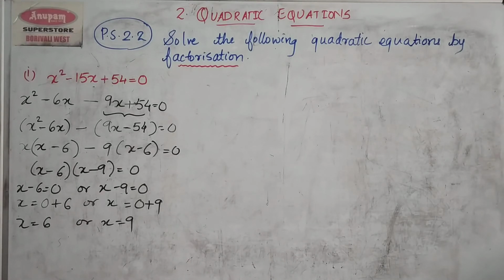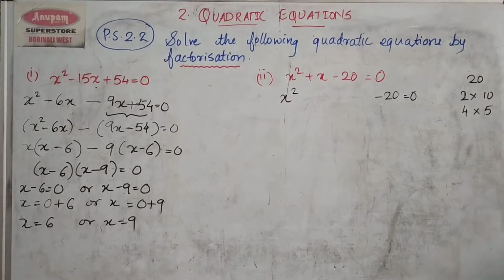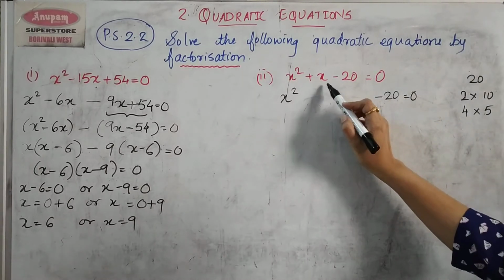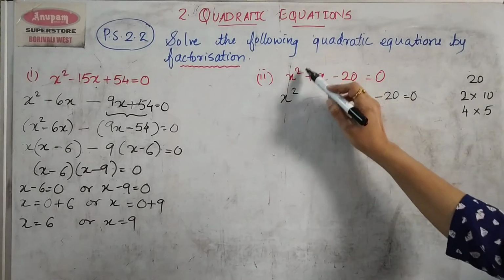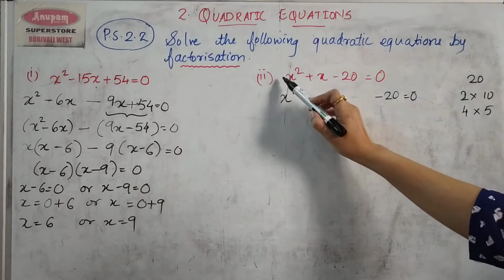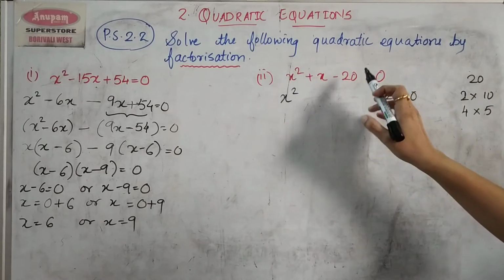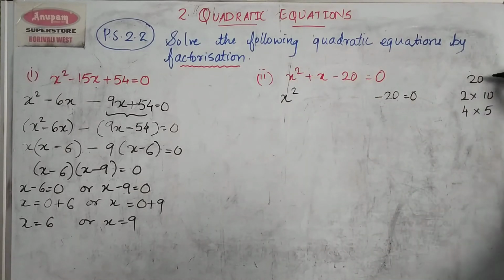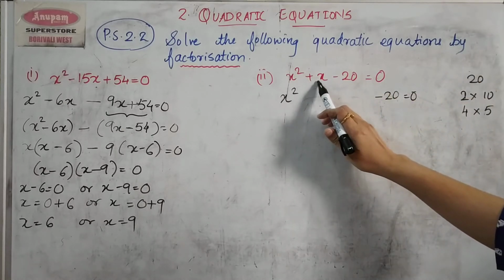Let us have a look at the second sum. In the next sum we have x square plus x minus 20. Now we are going to split this middle term. Now when we are going to split this middle term, how are we going to do that? So first let us check what is 1 into 20. So 1 into 20 is going to be 20. So I want two such numbers whose product should be 20 and whose addition or subtraction should give me 1.